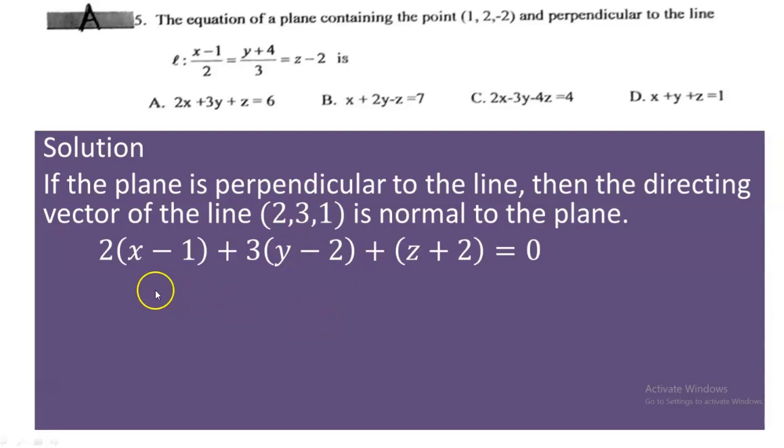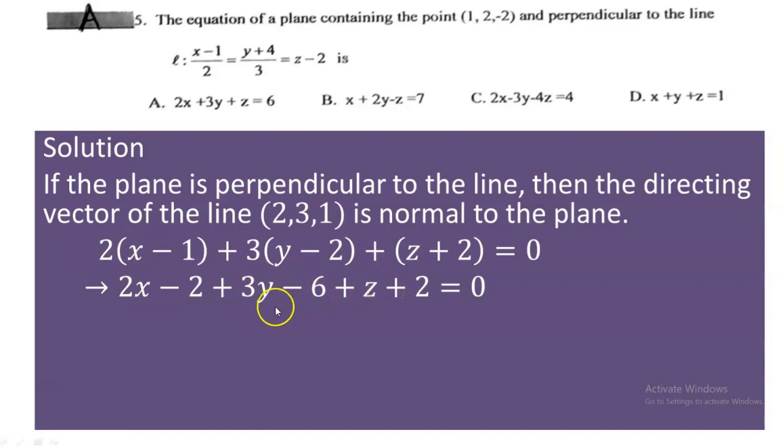Now students, if you simplify this, you will finally come across the equation of the plane. And this is 2x minus 2 plus 3y minus 6 plus z plus 2 equals 0. So try to add those numbers together, and then you can have 2x plus 3y plus z minus 6 equals 0.